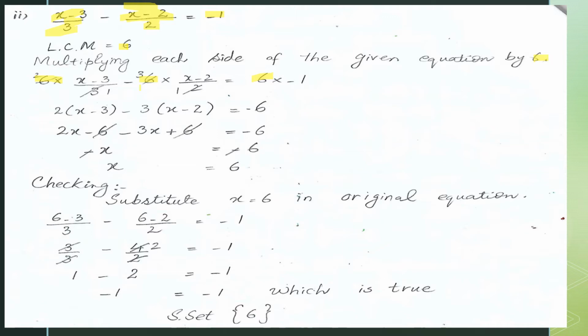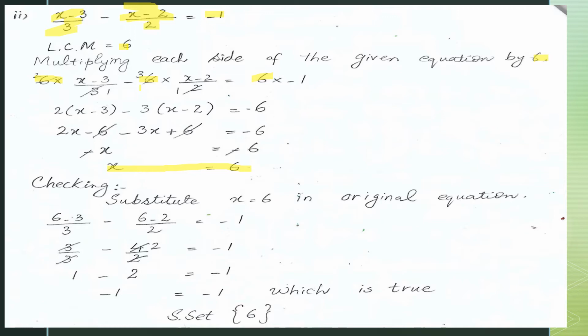Now like terms will be 2x minus 3x, and then you will subtract, and this minus 6 will cancel by plus 6. When you solve, you will get x is equal to 6.